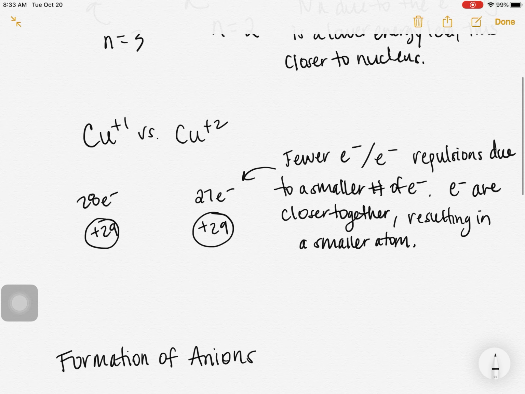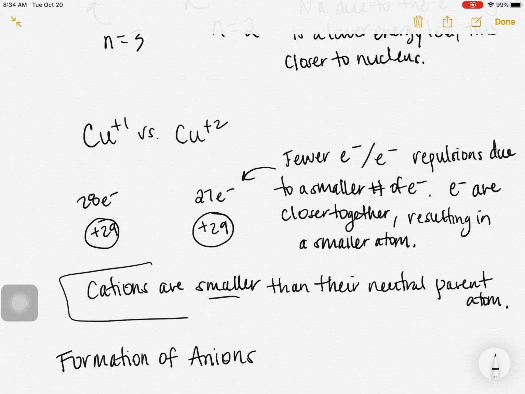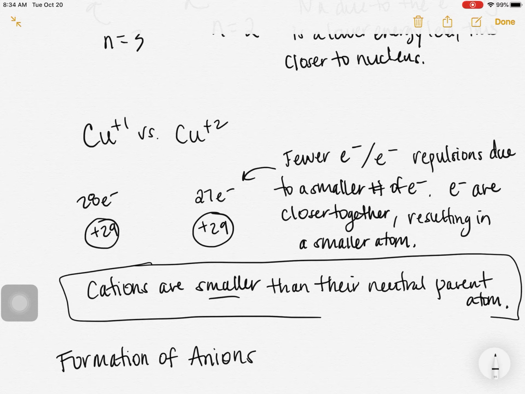So that is the second way to justify this idea. But the bold statement is that cations are smaller than their neutral parent atom. Okay, so that's your takeaway point for that. However, that idea doesn't exactly explain this copper +1 and copper +2.